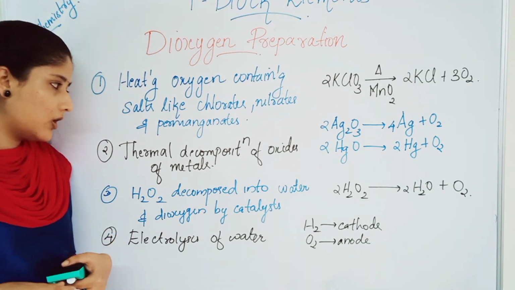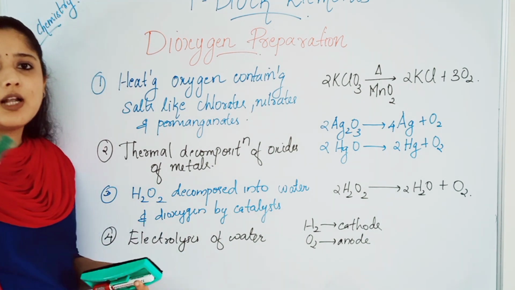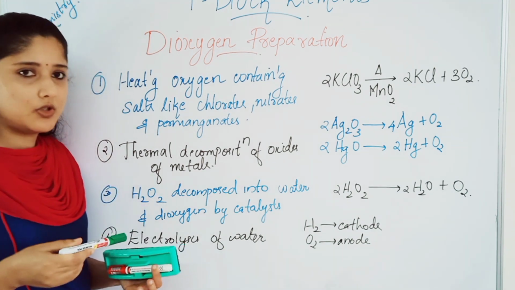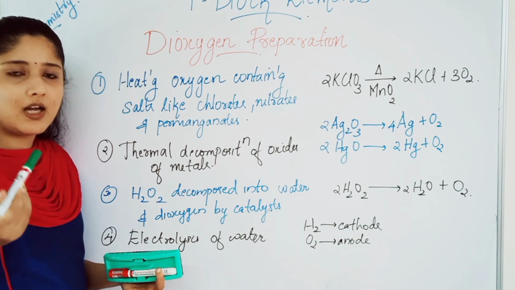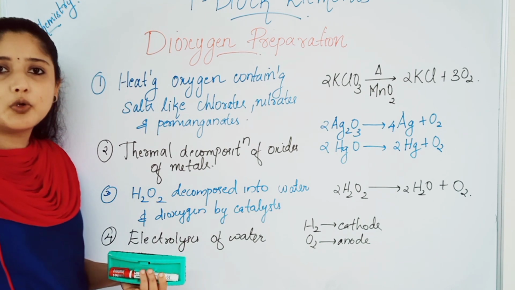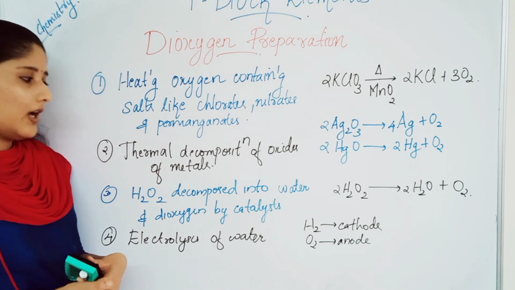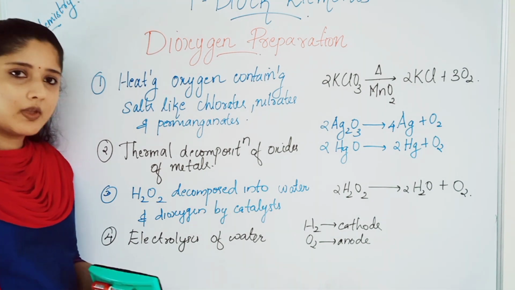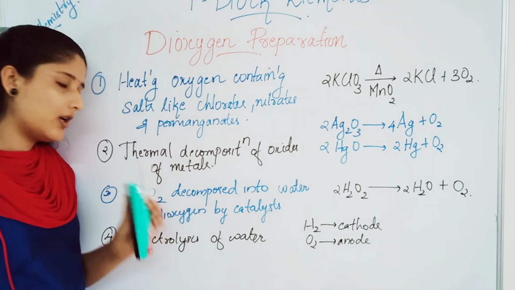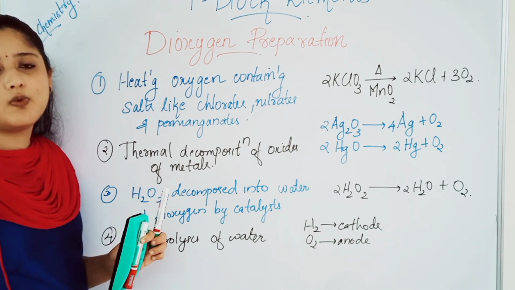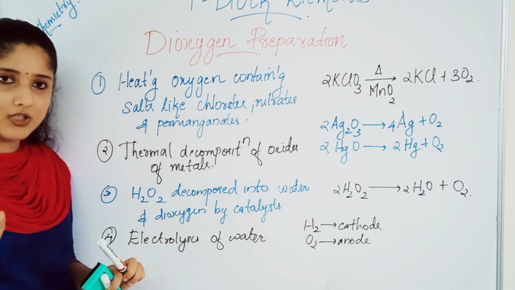The second method is the thermal decomposition of oxides of metals that are lower in the electrochemical series. By providing heat, we decompose these metal oxides to obtain dioxygen. The third method is hydrogen peroxide decomposition. Hydrogen peroxide is decomposed into water and dioxygen with the use of certain catalysts.